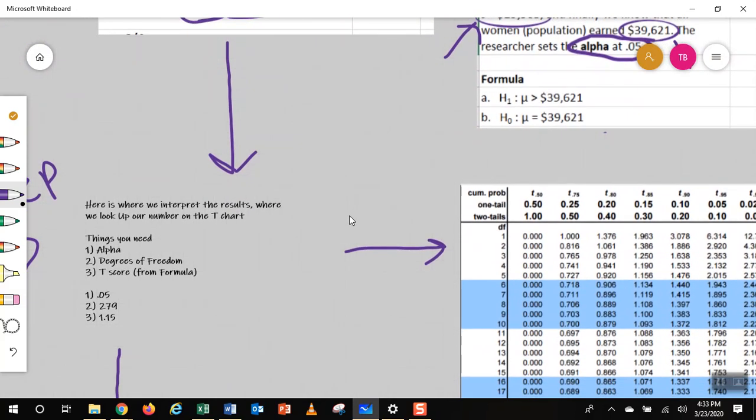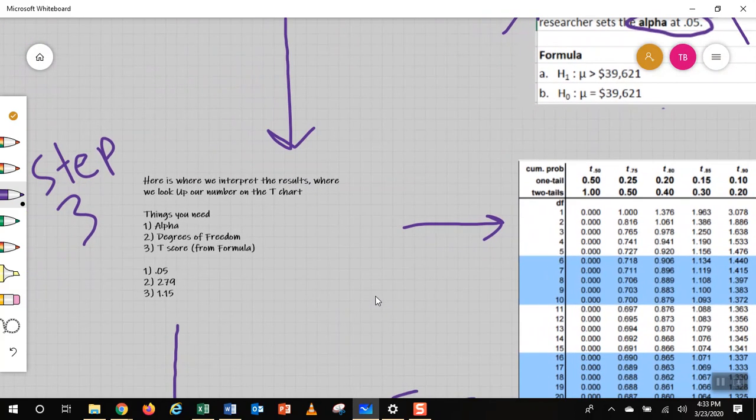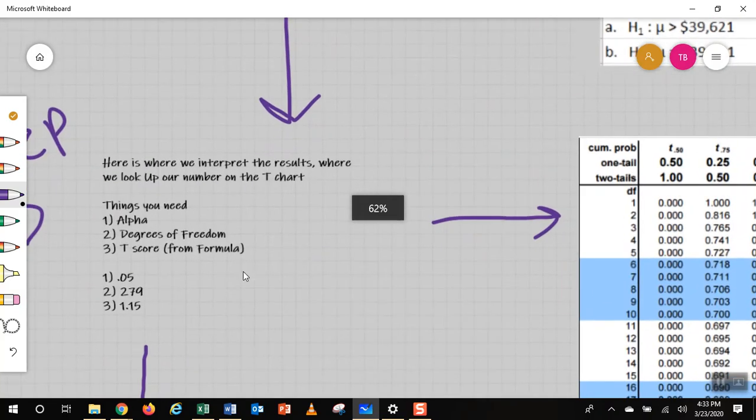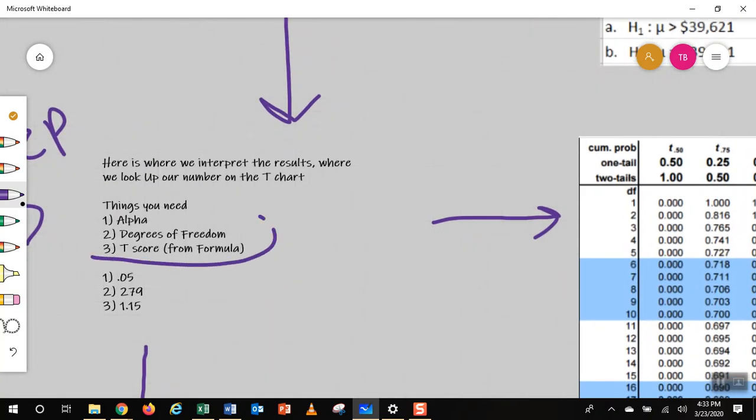So here's what you need to interpret it. Things you're going to need: the alpha, which is in the question this time, the degrees of freedom, which is from the first formula you did, and the t-score from the second formula. From the question, we know the alpha is 0.05. From our degrees of freedom formula, we know it is 279. And from that final formula, we know our number is 1.15.